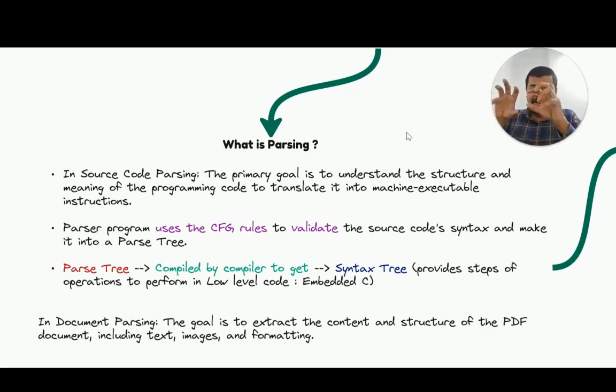So we have the parse tree. Parse tree is given into the compiler again to make the syntax tree. And how do we get the parse tree? We use a parser program. Parser program uses a context-free grammar for validating the source code. So the source code is taken in by the parser program using the context-free grammar rules, and it gives out the parse tree. This parse tree again gets into a compiler and the compiler gives out the syntax tree, and the syntax tree is actually used for performing the overall operations in the low level machine code. This is the whole procedure through which parsing happens and the whole understanding of programming language happens in the compiler.